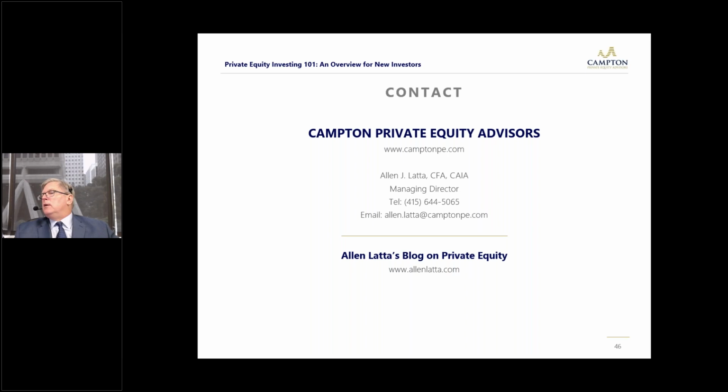Let's see what other questions here. So another question is, what are your thoughts on the SoftBank Vision Fund? Yeah, it's a great question.